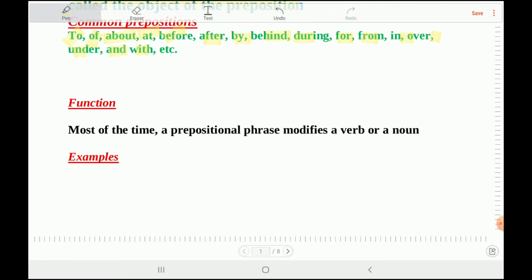طب ايه function of the preposition؟ Most of the time a prepositional phrase modifies a verb and a noun. Modify. يعني ايه modifies؟ يعني زي they change the meaning. Modify like describes, changes.